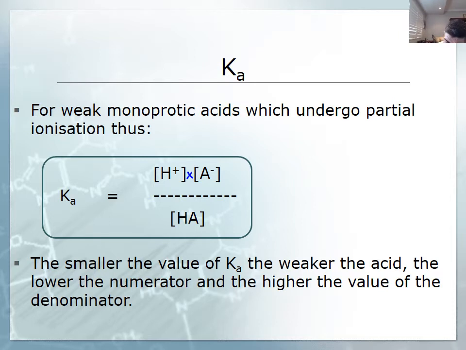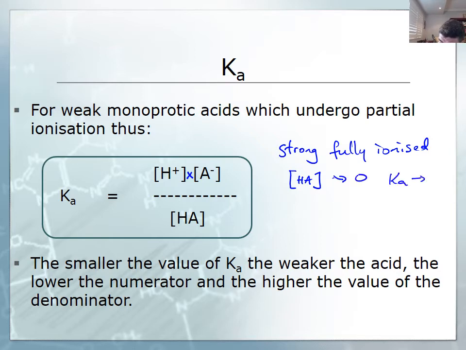Now, if you think about something that fully ionizes, so for a strong acid that is fully ionized, the concentration of HA approaches 0. And that means the Ka value approaches infinity. And if the Ka value approaches infinity, then we don't have an equilibrium. Okay, there is no equilibrium if the concentration of the original reactant is 0. So as the original concentration approaches 0, Ka approaches infinity, and we do not have an equilibrium.